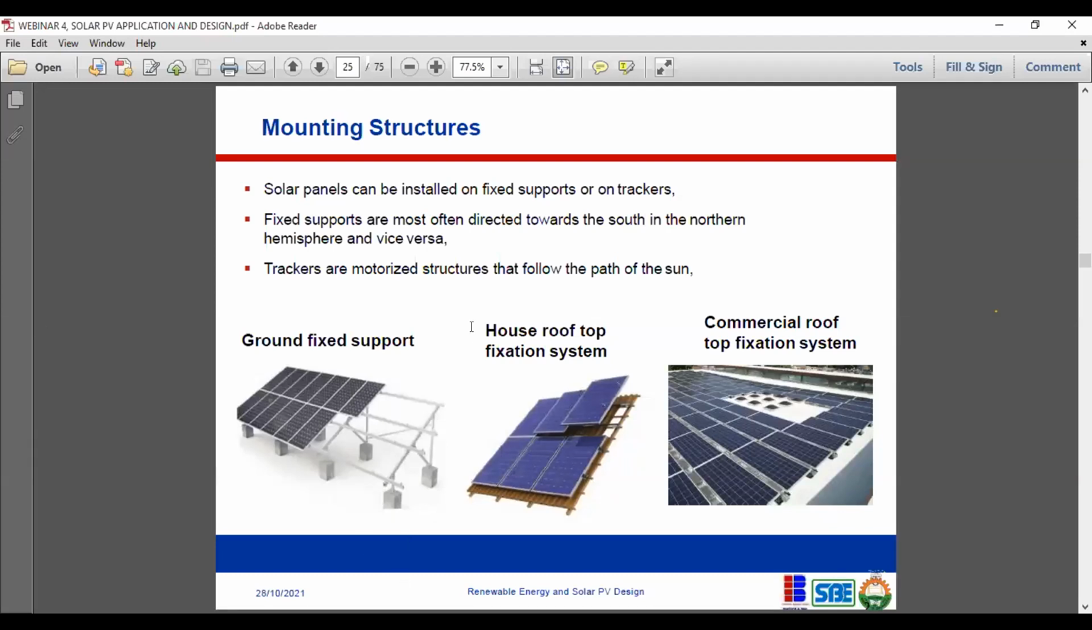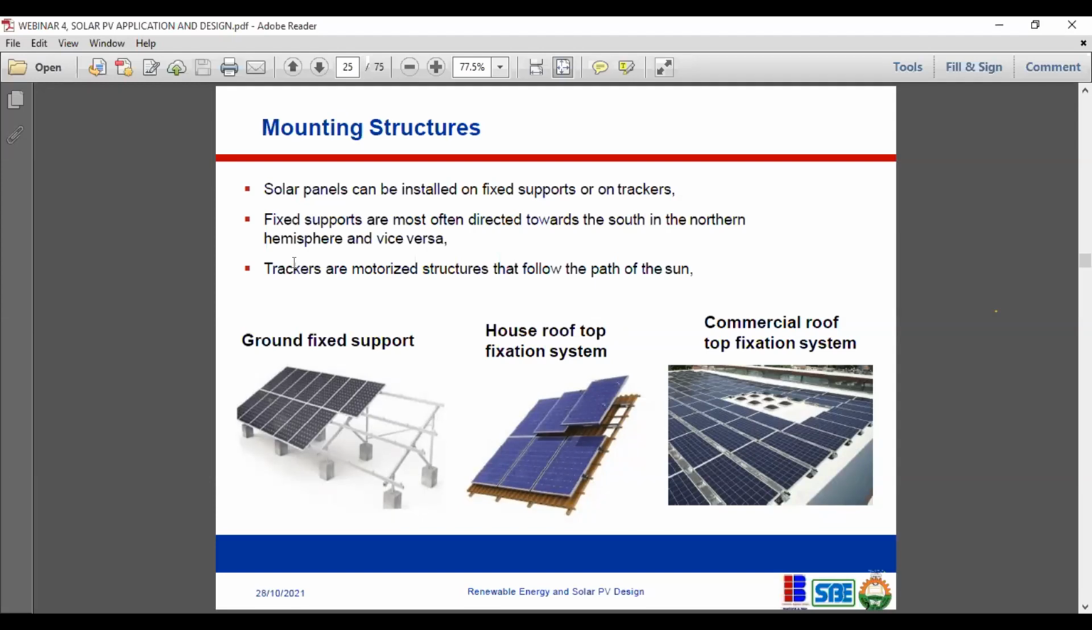Okay. So this is just a pictorial illustration of the mounting structures. I also want to talk about trackers. Sometimes you may need trackers, even though the cost of using trackers makes it not viable, because the extra energy you generate may, in most cases, not outweigh the cost of that tracker. So in most cases, we don't use trackers in Nigeria.